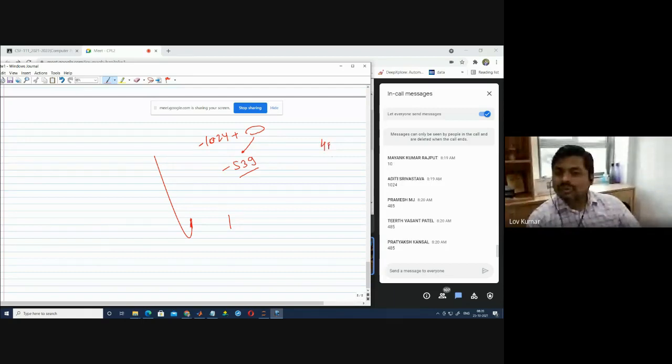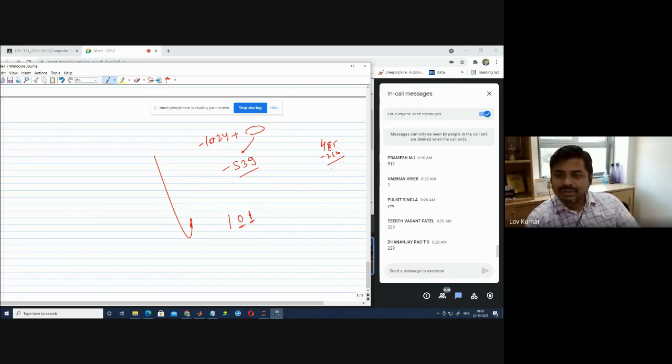Okay, so 485, how to write 485? Just follow the procedure. Next bit is the 9th bit. Can we write 1 in the 9th bit? 2 to the power 9 is 512, so we cannot write 1, we write 0. Now the eighth bit, can we write 1? Yes, because 2 to the power 8 is 256. So we write 1 here and subtract 256. What is 485 minus 256?